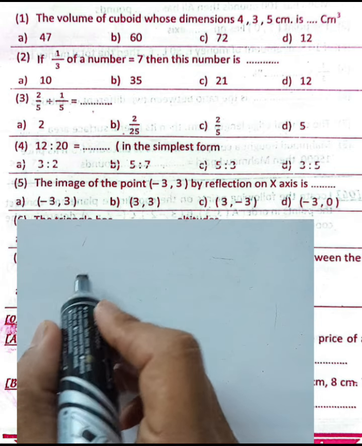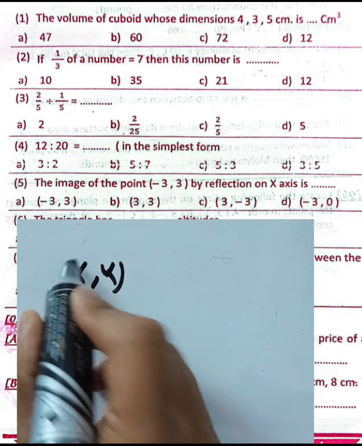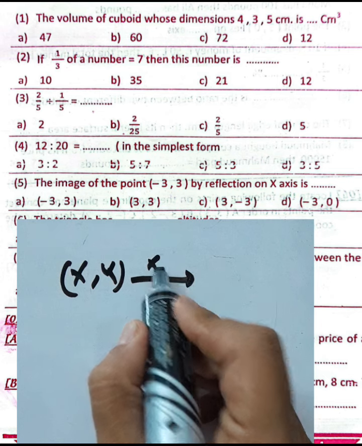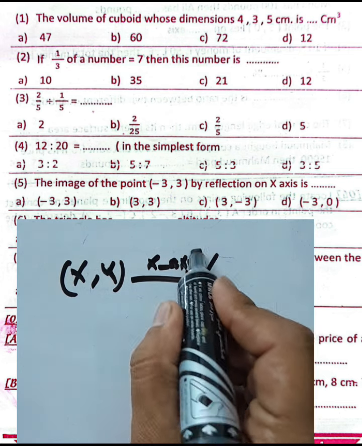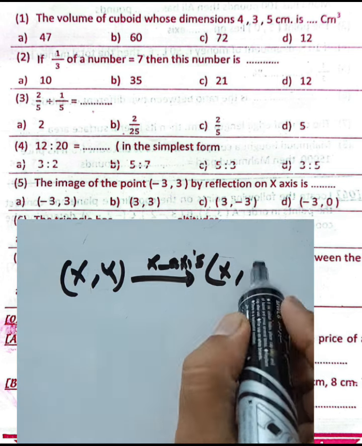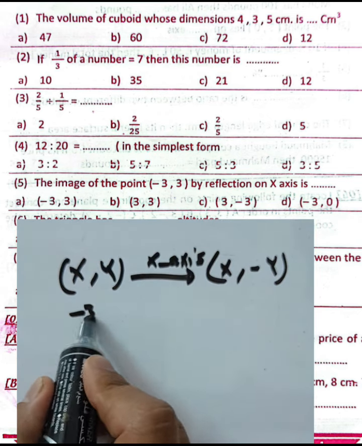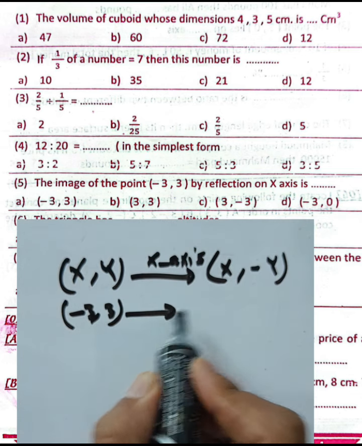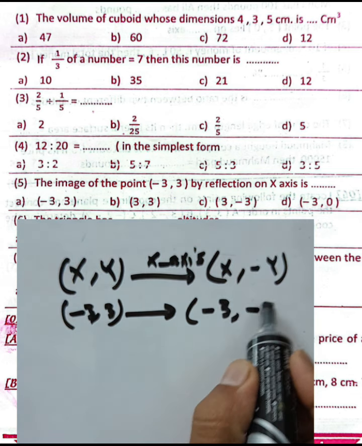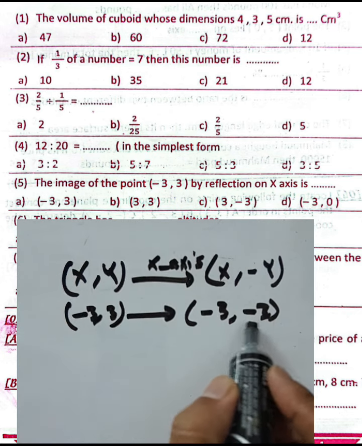Question number 5. The image of the point by reflection on the x-axis. We have a rule to find the image of any point on the x-axis: we keep x and change the sign of y. In this example, we have the point (-3, 3). The image of this point will be (-3, -3).